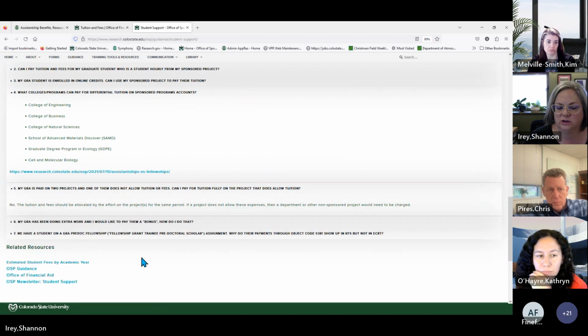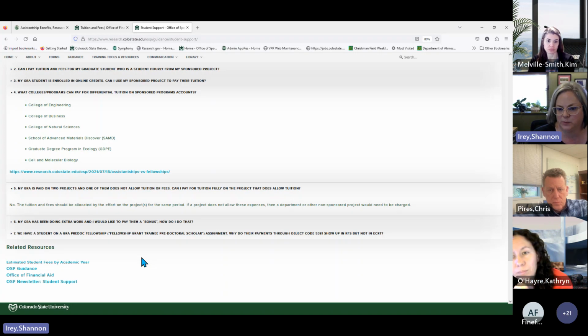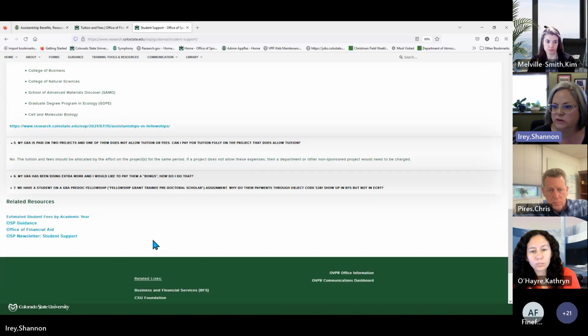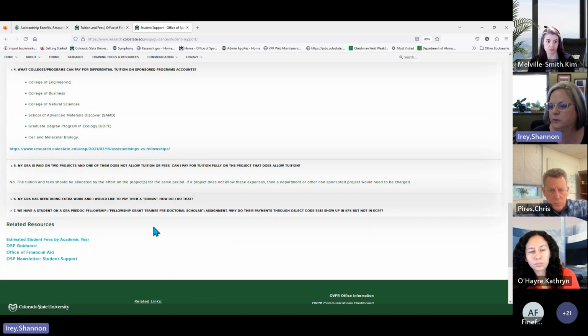Well, tuition and fees need to be allocated based upon the effort that they put on the project. So if you have a project that will not allow tuition, and if your department is going to be paying that, it needs to go on a non-sponsored project. These are the new ones that have come in recently, so that's why I'm looking over these FAQs a little bit.